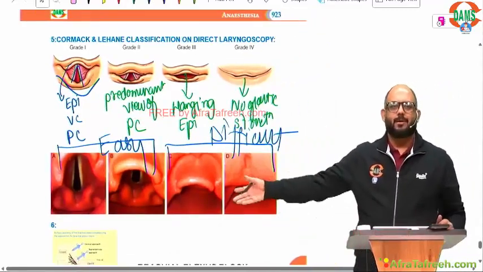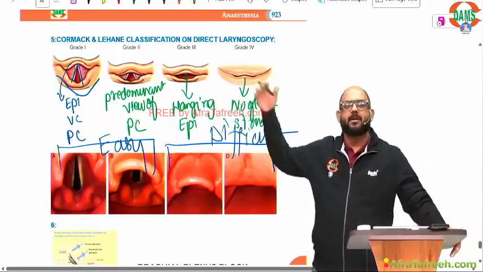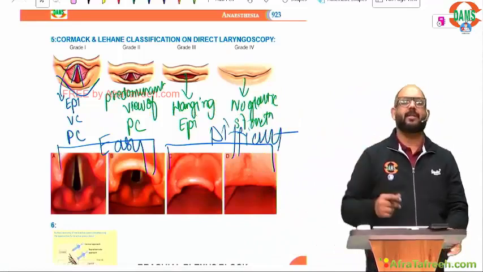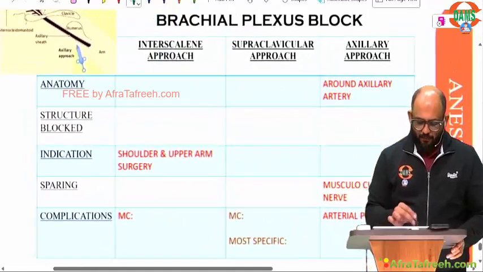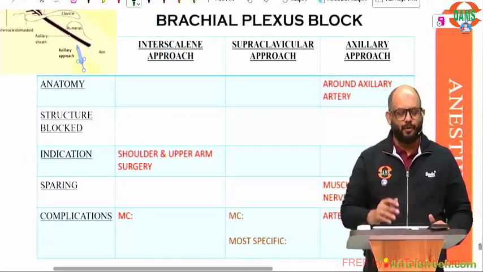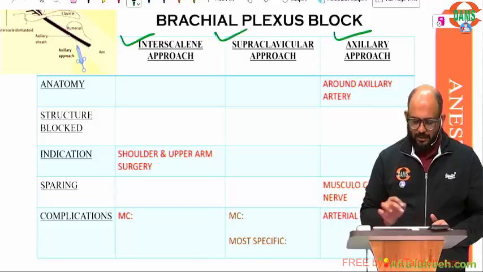So this is an actual laryngoscopic picture, and this is a stick diagram. This is something for your reference so that you know how you would approach it if you get a question like this in the exam. Brachial plexus block, we need to only know very relevant things. Brachial plexus block is used for upper limb surgeries. 3 approaches: interscalene, supraclavicular, axillary.